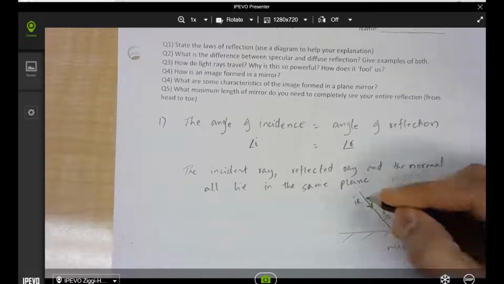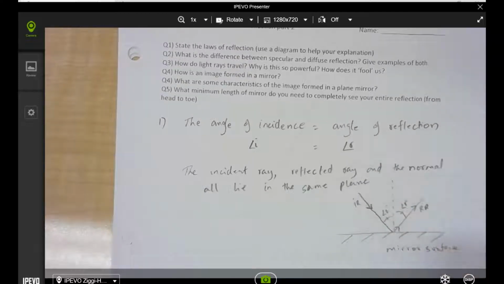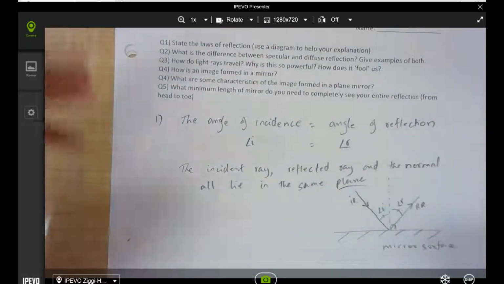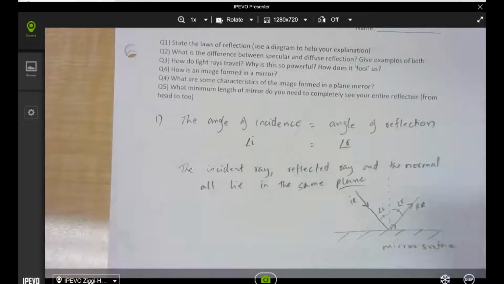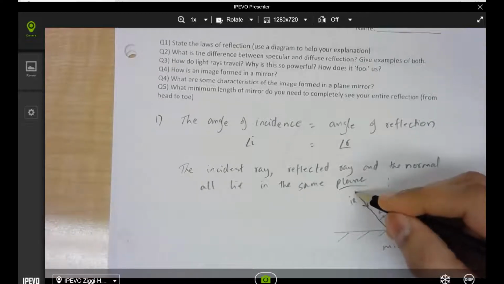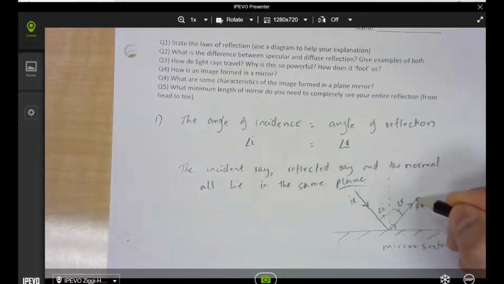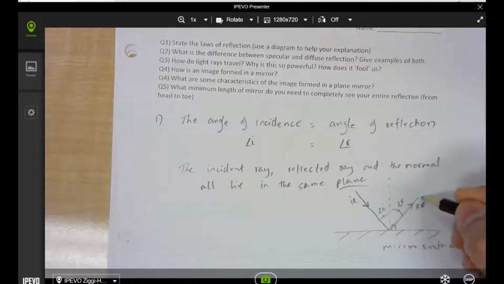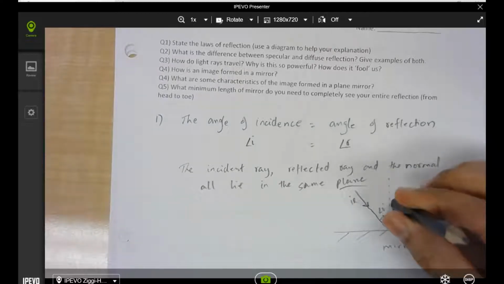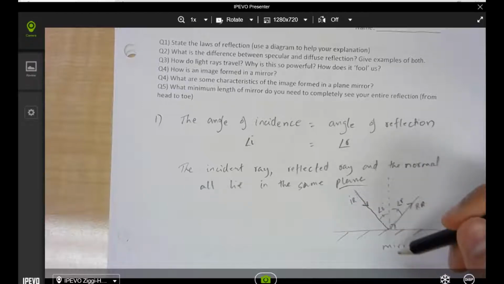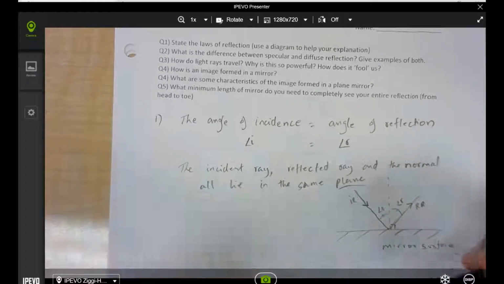The second law states that, so a plane is basically like a flat surface, like the surface of a table, the surface of a board, and we can see that the incident ray is on the surface of the paper, the normal is on the surface of the paper, the reflected ray is also on the surface of the paper. There's nothing coming out of or going into the paper in this diagram, right? So that's what the second part of the law means.